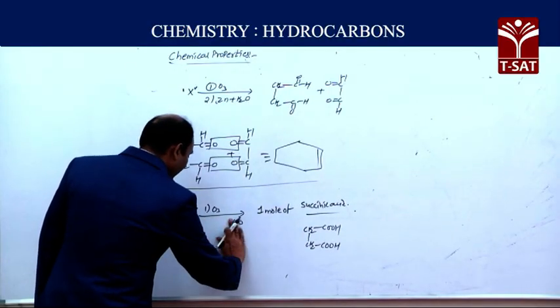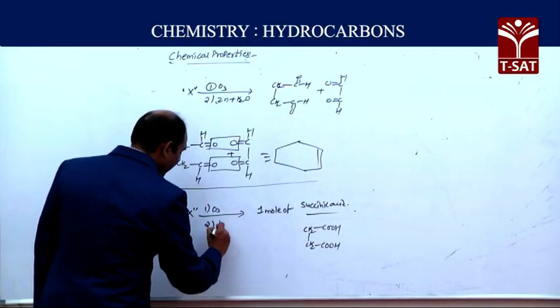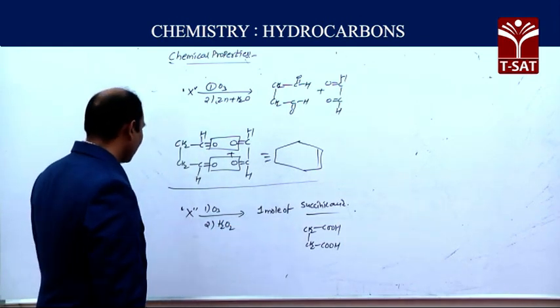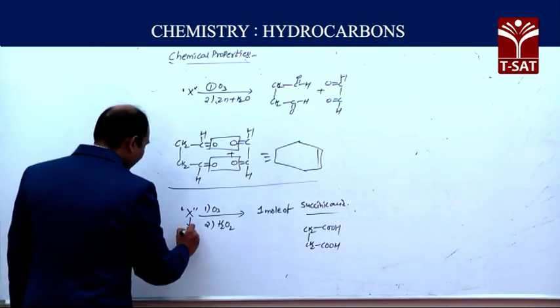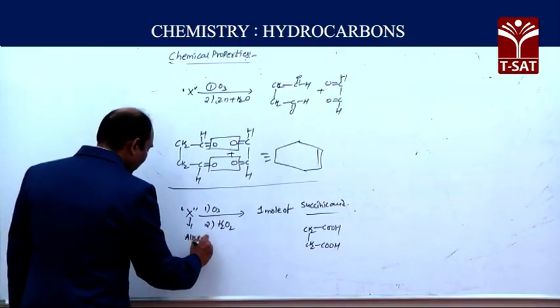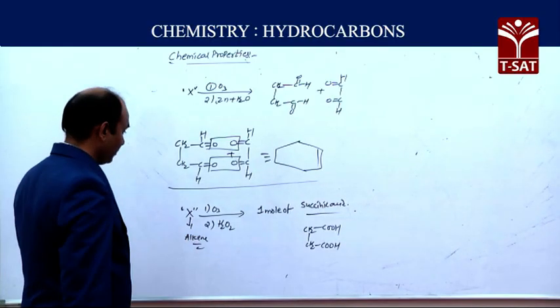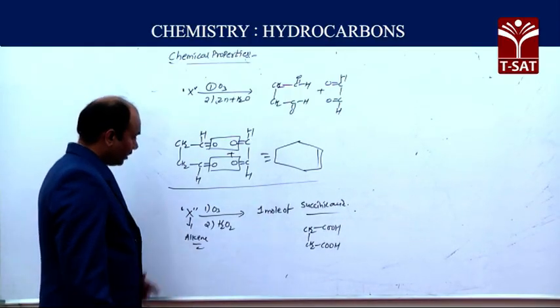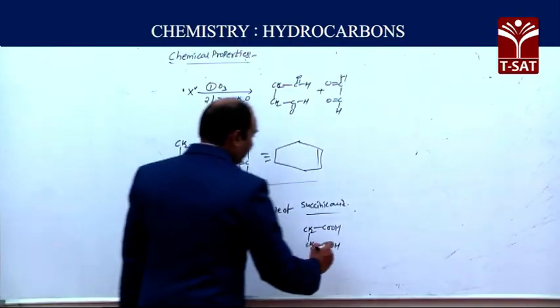Here I am changing the conditions. The second one is H2O2. This is nothing but oxidative ozonolysis. Here the condition is given that X is an alkene, and he also mentioned that X is an alkene. So by using an alkene also we get that product. So now X is nothing but very simple.